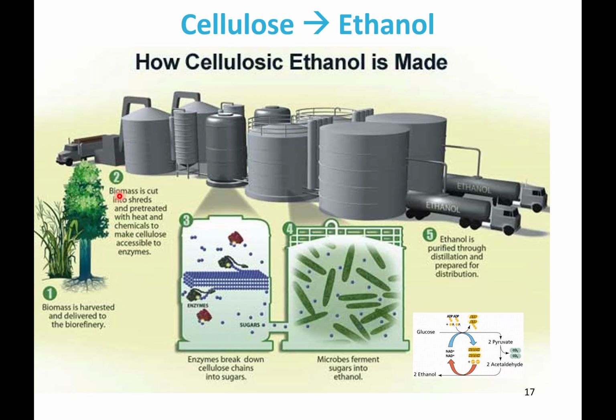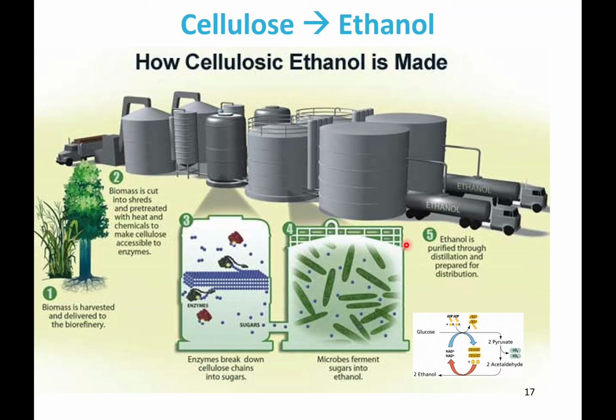is exposed to the enzymes that will be in the next step. Okay, so in this case, in this figure, it says biomass is cut into shreds and pre-treated with heat and chemicals. Okay. The next step is enzymes acting on, in this example, it's cellulose. So enzymes are chewing up the cellulose and breaking it into individual sugars. Okay, those individual sugars are then fed in the next step to microbes to ferment this into, in this case, ethanol.